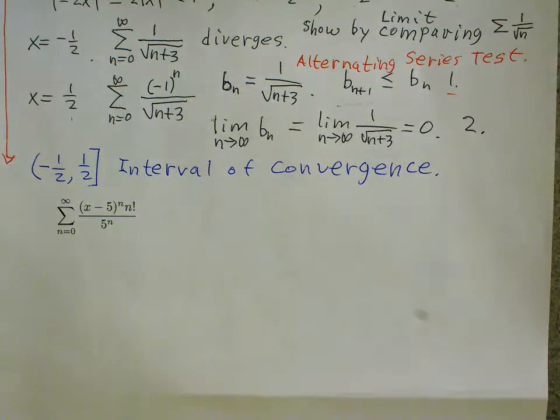The infinite series, the terms are (x minus 5) to the n times n factorial divided by 5 to the n, as n ranges from 0 to infinity. Ratio test? Yeah, I'm thinking the ratio test.